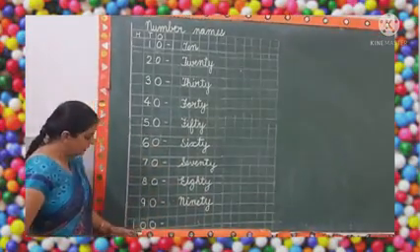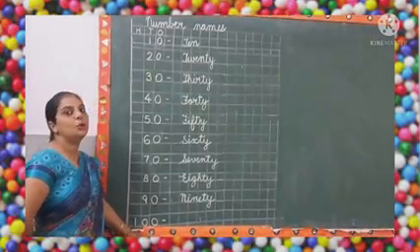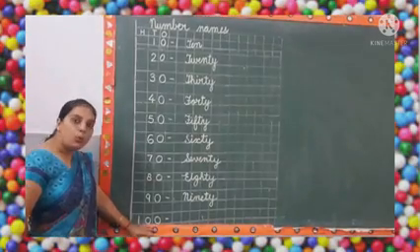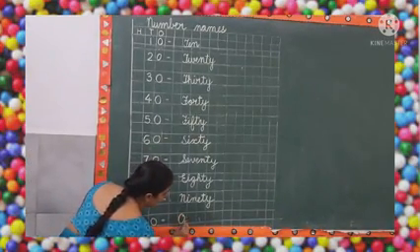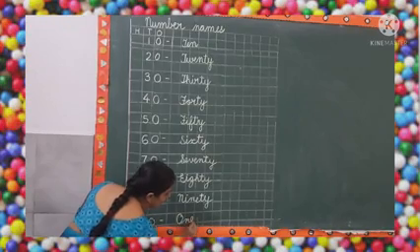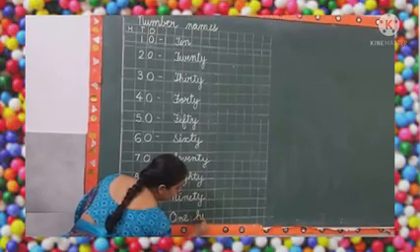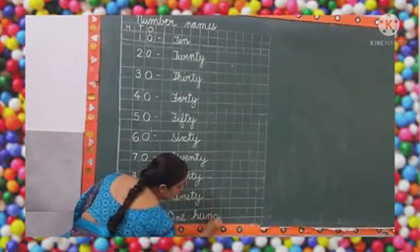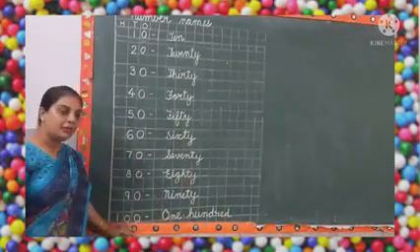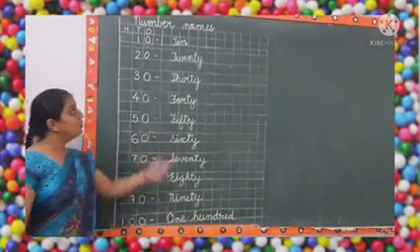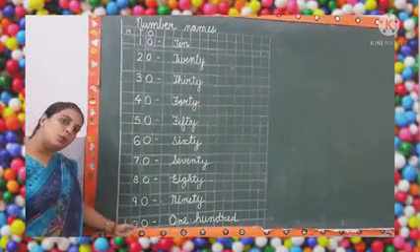90. Now the last number is 100. Okay? Don't write only 100 children. This is 100. So first we will write the number name for number 1. That is O-N-E, 1. And then 100. Hundred. Okay? 100. So in this way children, you will write number names from 10 till 100.